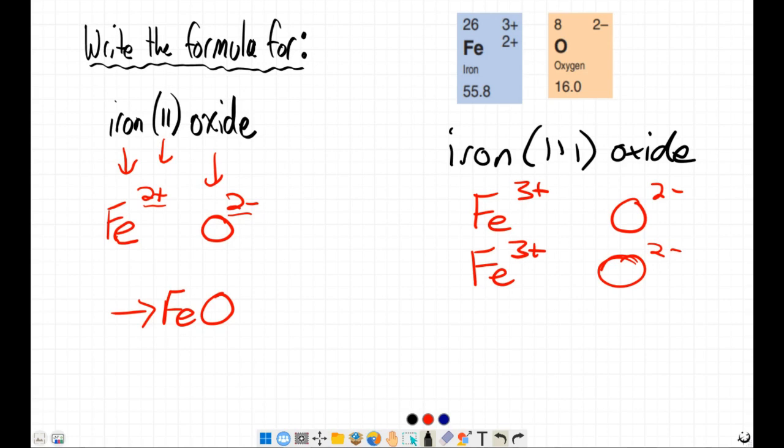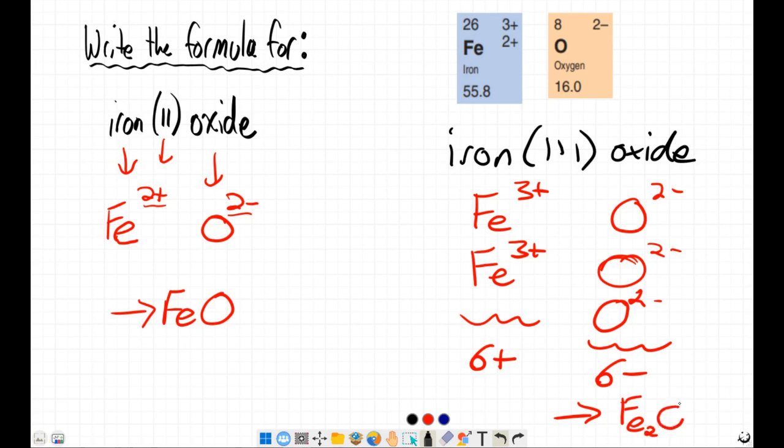Still not balanced, but there's more positive than negative, so I'm going to add another oxygen with its negative. We're now at 6 positive on the iron and 6 negative on the oxygen. The charges are now balanced, so our final answer for iron 3 oxide is Fe2O3. So make sure you are paying attention to the Roman numerals, as it can result in a different final answer, even if they are using the same elements. Iron 2 oxide is written differently from iron 3 oxide.